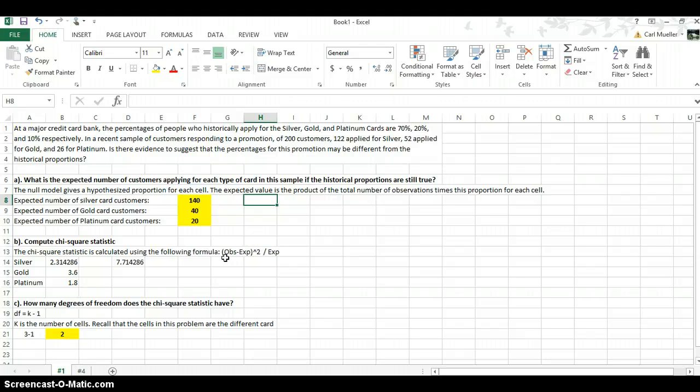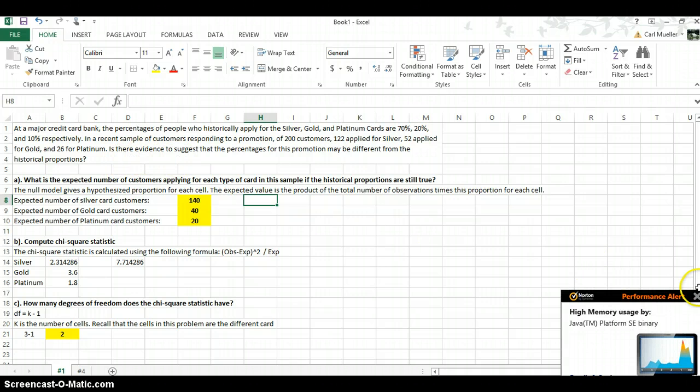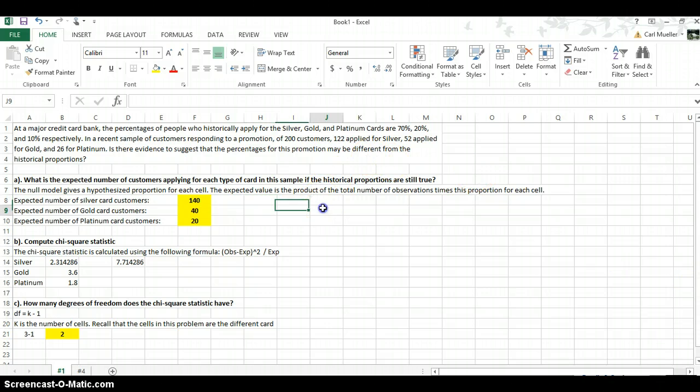At a major credit card bank, the percentages of people who historically apply for the silver, gold, and platinum cards are 70%, 20%, and 10% respectively. In a recent sample of customers responding to a promotion of 200 customers, 122 applied for the silver, 52 applied for gold, and 26 for platinum. Is there evidence to suggest that the percentages for this promotion may be different from the historical proportions?